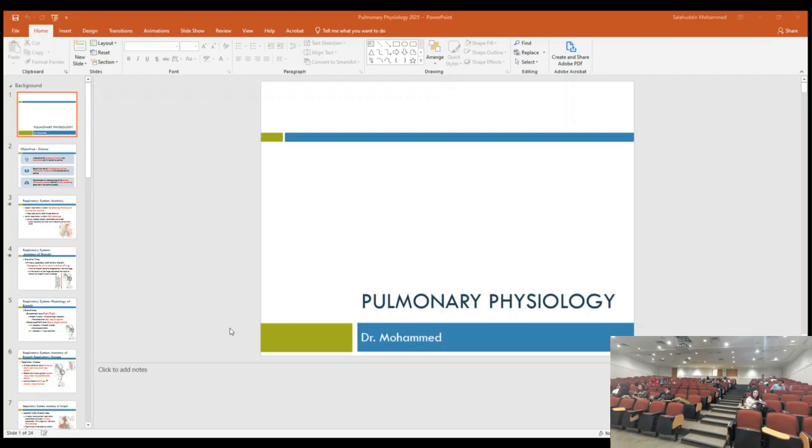Which process is responsible for subepithelial fibrosis? Remember, is it mucus or is it collagen? It's collagen. A patient with chronic asthma, with subepithelial fibrosis and increased smooth muscle mass in the bronchi, what does this all indicate? All this indicates airway remodeling.